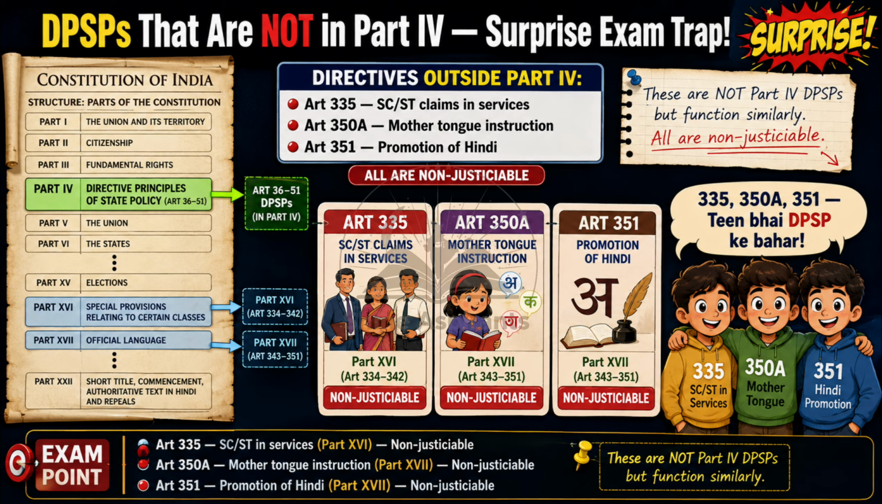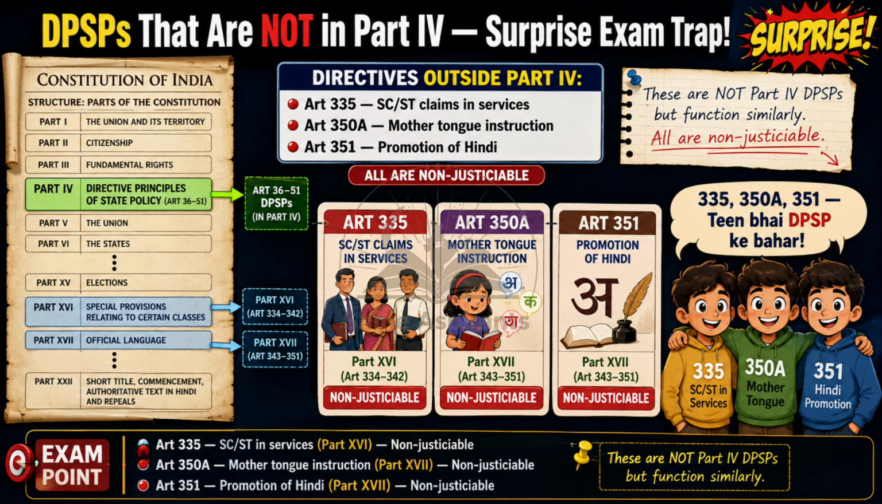Article 350A, this is in Part 17, Languages. It directs every state and every local authority within the state to provide adequate facilities for instruction in the mother tongue at the primary stage of education to children belonging to linguistic minority groups. Article 351, also in Part 17. It directs the Union to promote the spread of the Hindi language, develop it so that it may serve as a medium of expression for all the composite elements of Indian culture.